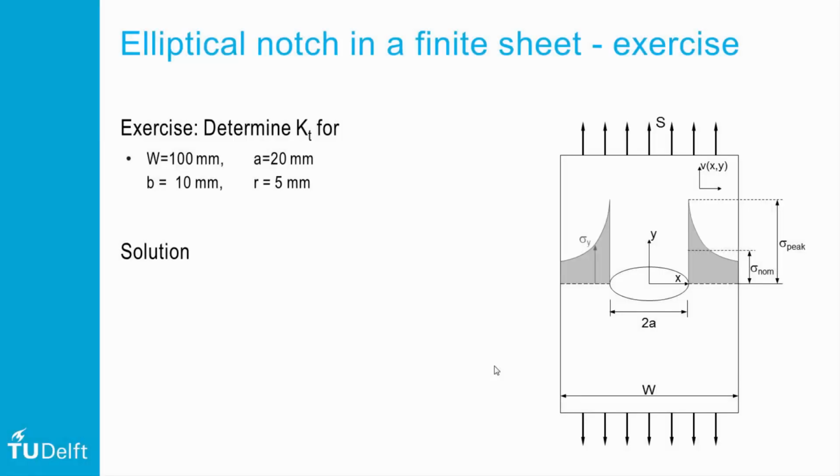So let's take a practical example. Let's do this exercise. We have an elliptical notch in a finite plate, as illustrated here. So the long and short axis of this ellipse are given by A and B. The radius in the notch root is 5 mm and the plate width is 100 mm. So how do we calculate the stress concentration factor for this one? Pause here the movie and try to find the answer yourself.